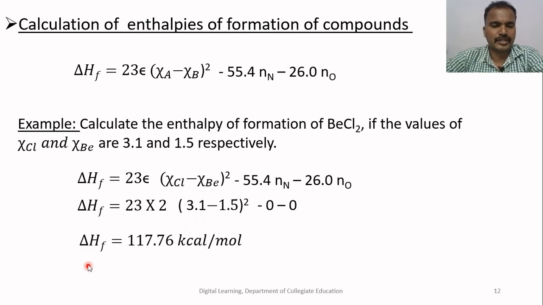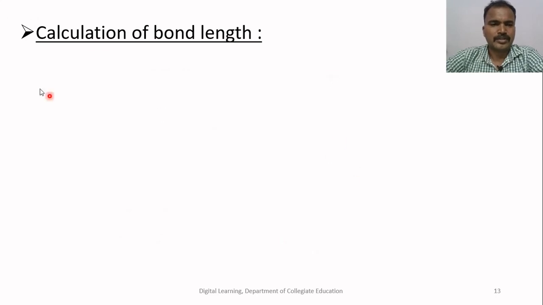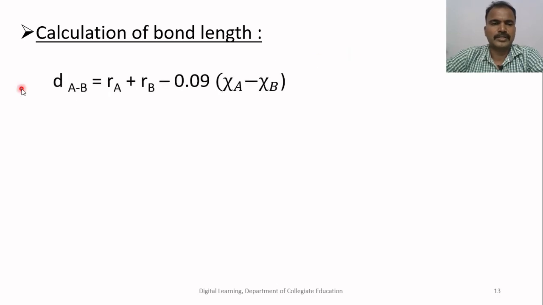On simplification, you will get the enthalpy of formation of beryllium chloride, that is 117.76 kilocalories per mole. The concept of electronegativity can be used to calculate the bond length. Now let us consider a covalent bond formed between two atoms of different electronegativities. In such cases, a covalent bond acquires some ionic character. In other words, the covalent bond acquires polarity. Greater the polarity, shorter will be the bond length, and it can be calculated by using this equation.